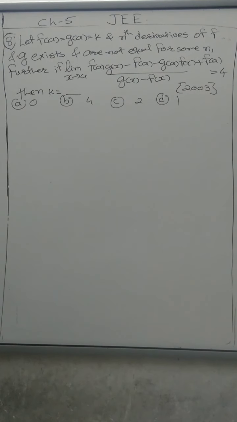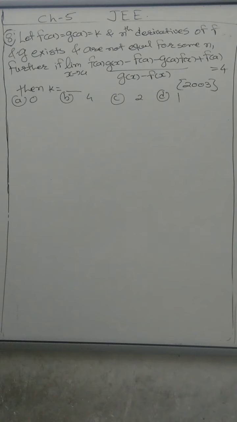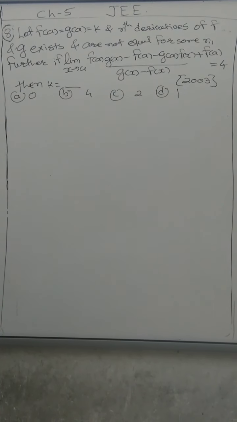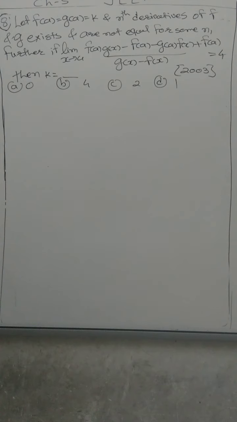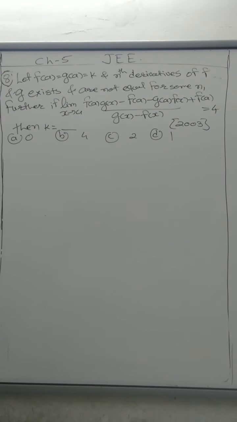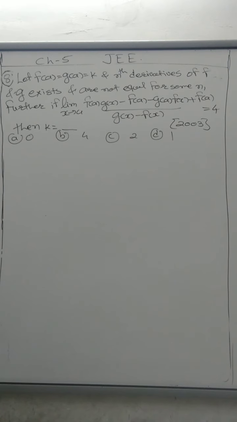Next sum. Let f(a) equal to g(a) equal to k, and nth derivatives of f and g exist and are not equal for some n. Further, if limit x tends to a of f(a) g(x) minus f(a) minus g(a) f(x) plus f(a) upon g(x) minus f(x) equal to 4, then k equal to dash. Okay, this question is asked in 2003.